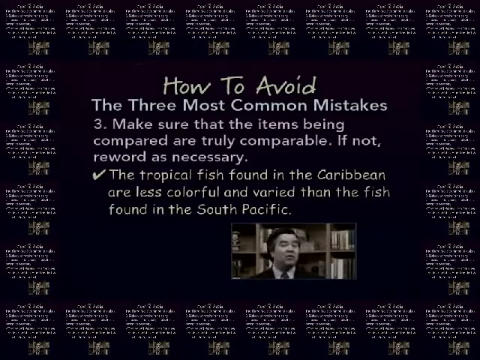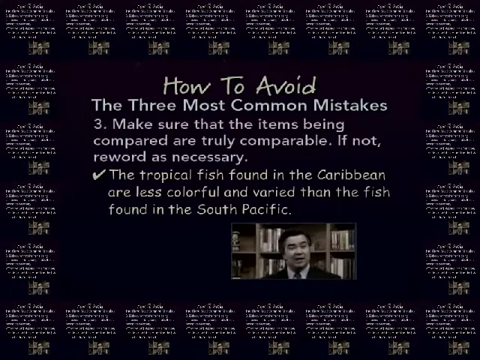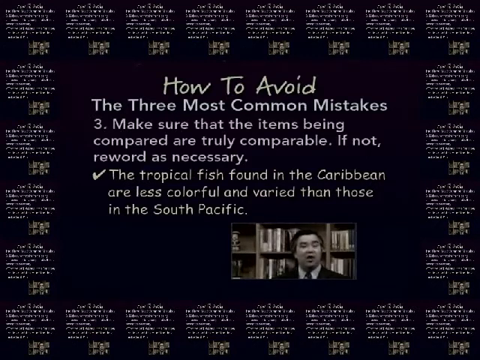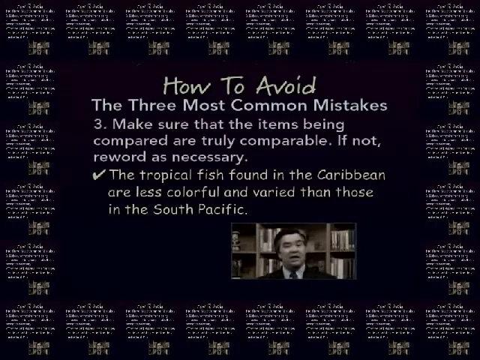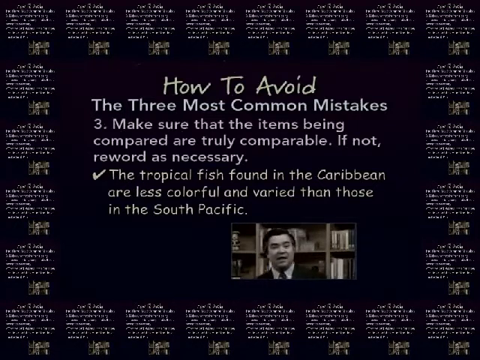If you don't want to repeat the word fish, you can use a pronoun instead. And the sentence could then read, the tropical fish found in the Caribbean are less colorful and varied than those in the South Pacific. Now the pronoun those has been used so that the word fish doesn't have to be repeated. And that would also be a perfectly correct way of correcting the error.